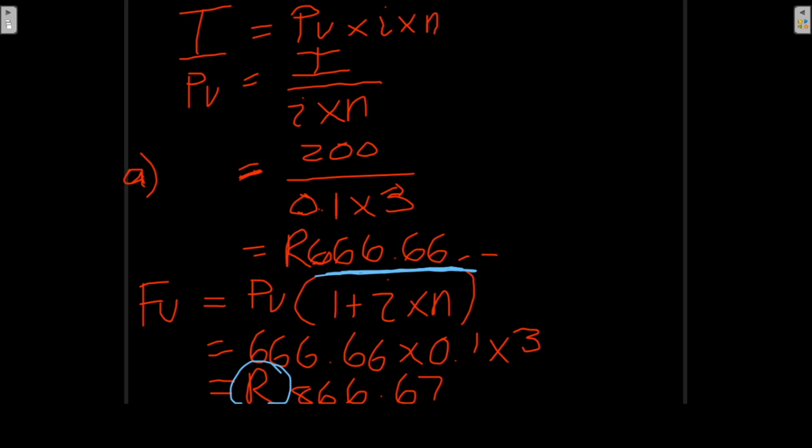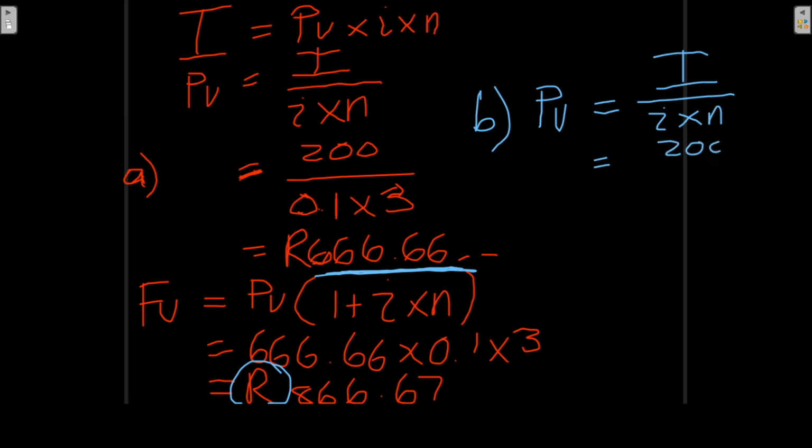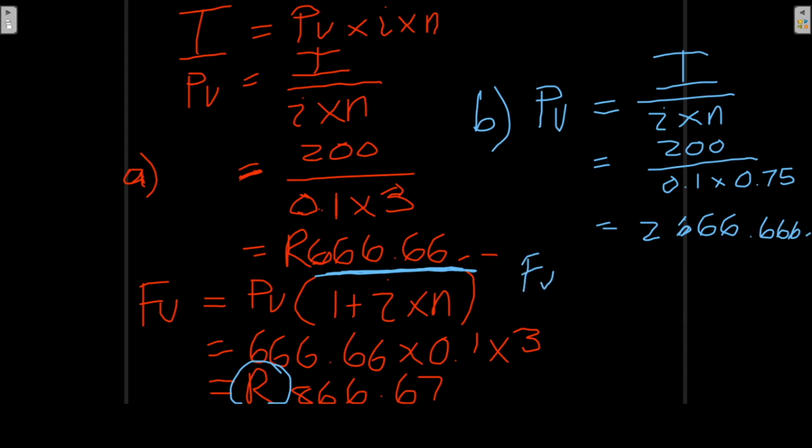So for the B part, again I want to get my present value, which is my interest divided by the interest rate times n. My interest is 200, my interest rate 0.1, and my n in this case 9 months or 0.75 years. And then I get an answer of 2,666. Okay, and then I can get my future value. I'm using this formula here, so the present value I substitute.